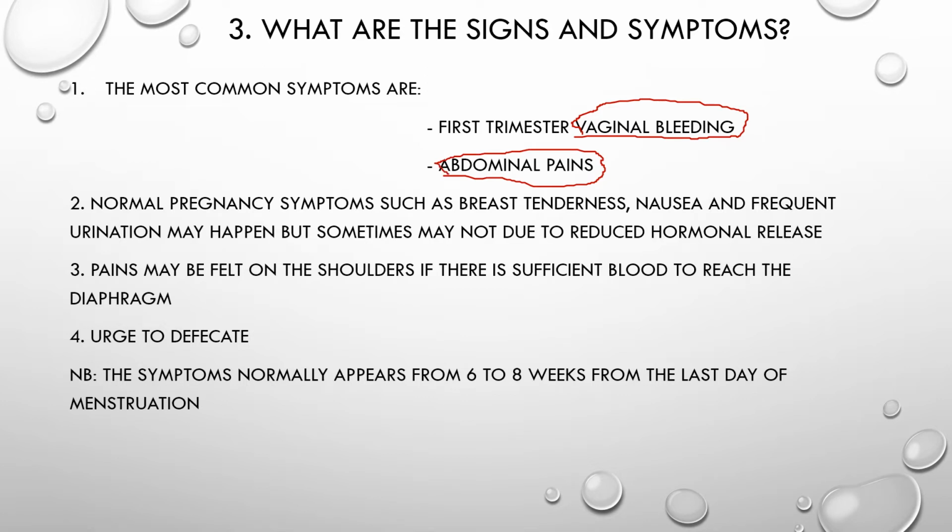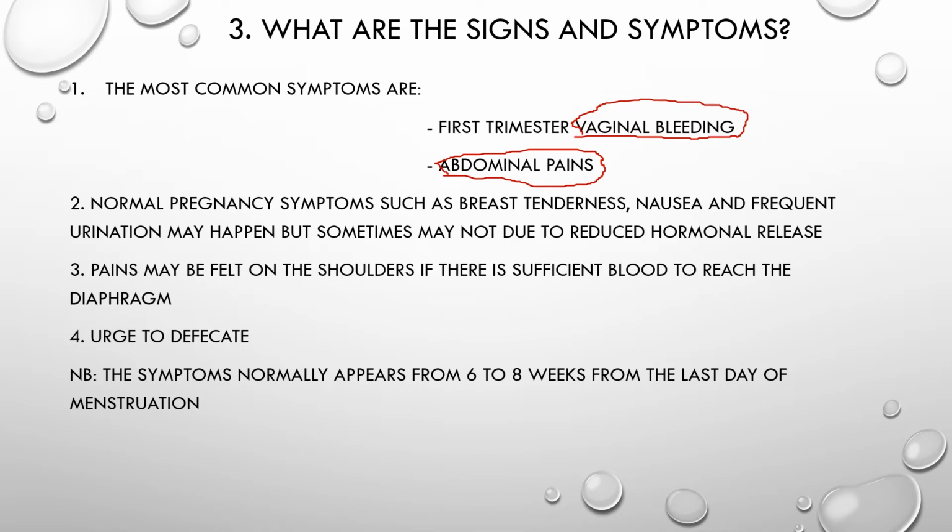The pregnancy test says positive. It is rare whereby a person will be having ectopic pregnancy but still have a negative pregnancy test. It sometimes happens, but it's rare. Commonly, the pregnancy test will say positive. Then you will have vaginal bleeding, and you'll have abdominal pains. So these symptoms, you'll notice them in the first 3 months.